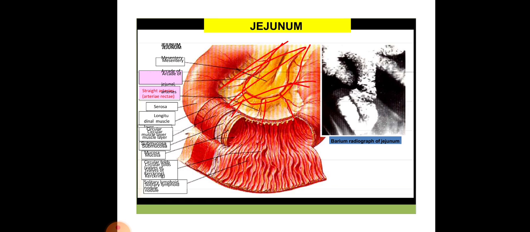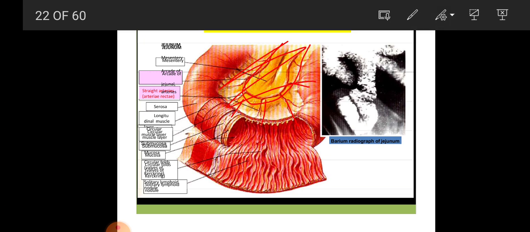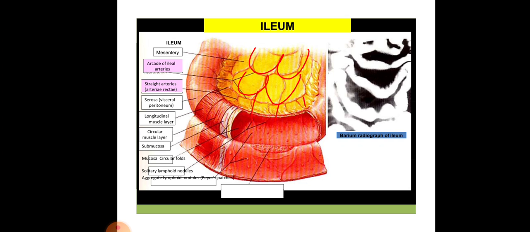And the area where fat is absent, that area is known as window. So windows are more in case of jejunum. These are smaller windows where fat is absent. And windows are very few in case of ileum.